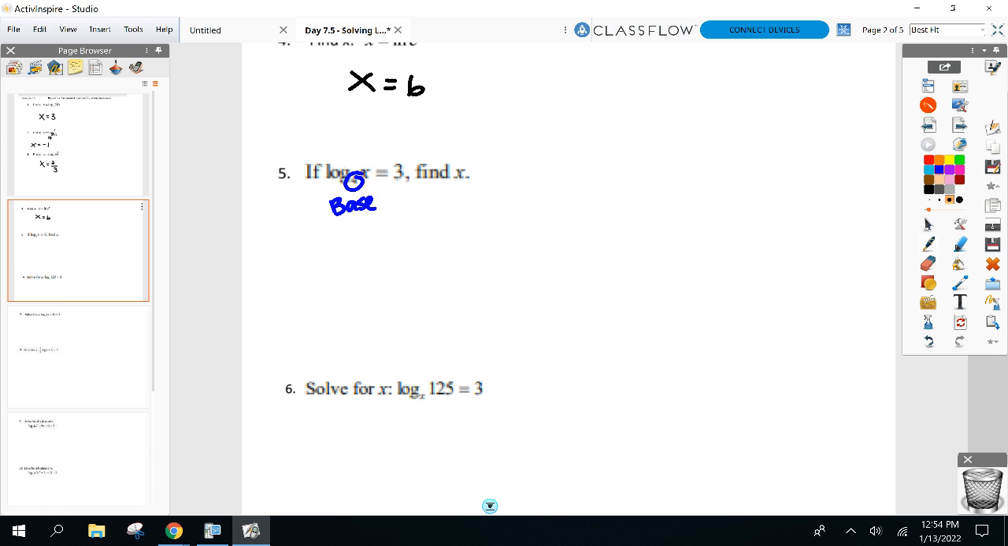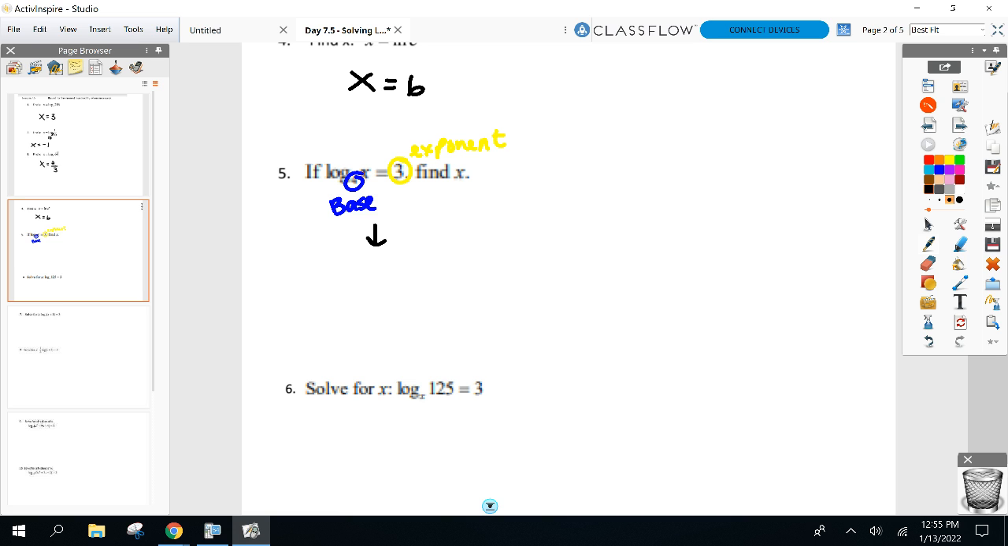And what is going to be your exponent? Whatever's on the other side of the equal sign. That's going to be your exponent, whatever's on the other side. So how do I write this now? What's my base? Well, no more log. Remember, I'm writing this just as exponents. No more log.